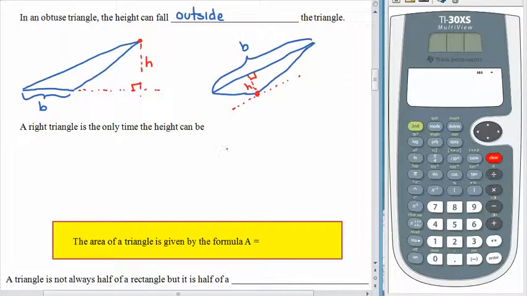As a matter of fact, sometimes your height can be on the triangle itself, meaning it can be a side. But that only happens with a right triangle, because you know that a right triangle has a lovely right angle built in. So if you call that side the base, perpendicular to that is the other side, which will be the height.